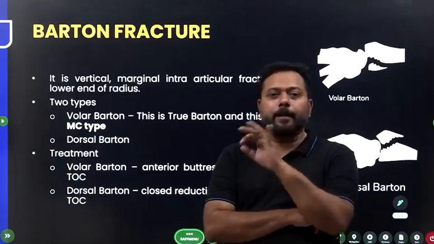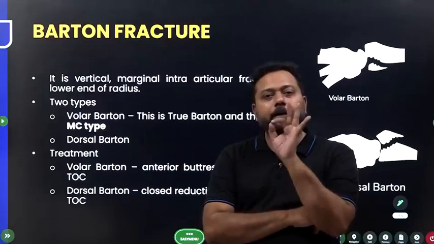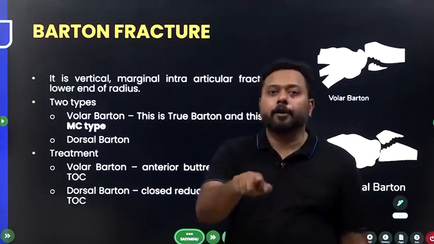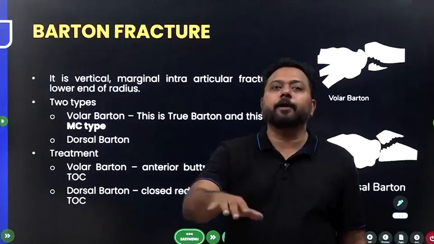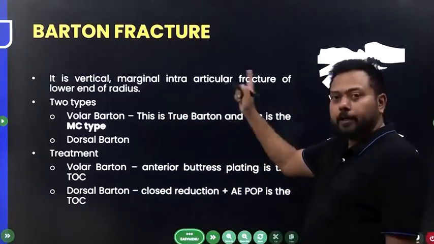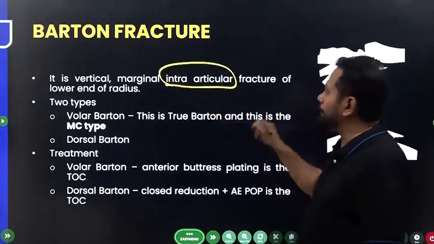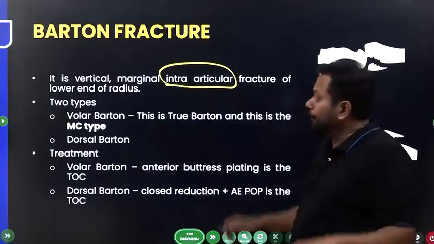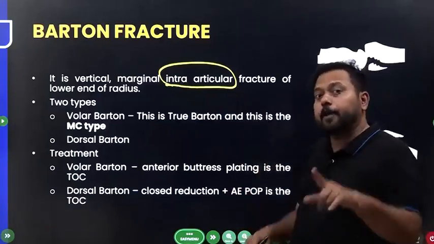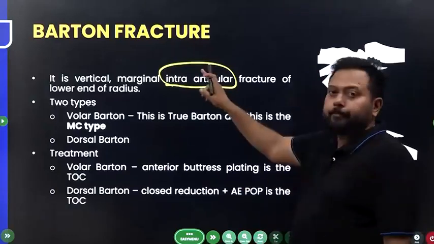Radial styloid we have seen. What is Barton? When there is a distal radial fracture that is intra-articular, that is, extending inside the joint, that is called Barton. That's the definition. It's a vertical, marginal, intra-articular fracture of the lower end of radius. This is the most important point. If the fracture is extra-articular, outside the joint, that's called Colles. When it's inside the joint, that's called Barton.